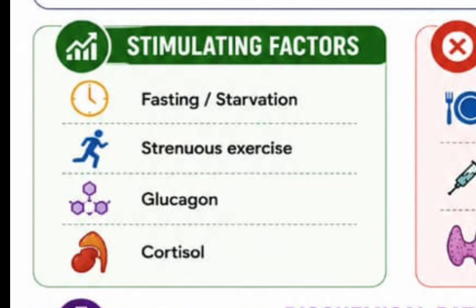When you fast, when you are starving, or when you are undergoing strenuous exercise, your body releases glucagon. The glucagon is used to form glucose, so that your glucose can be used for ATP. So that's what your glucagon is doing. Also, cortisol is released during stress, alongside catecholamines. So if they ask you what the stimulating factors of ketone body metabolism are, they are the same: fasting, starvation, strenuous exercise, the presence of glucagon, and the release of cortisol.